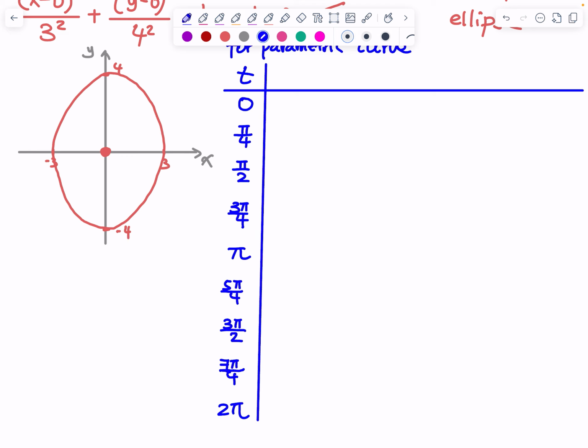Okay, and then you have x equals 3 times cosine theta, and y equals 4 times sine theta. Okay, for pi over 4, this is root 2 over 2, from the unit circle.